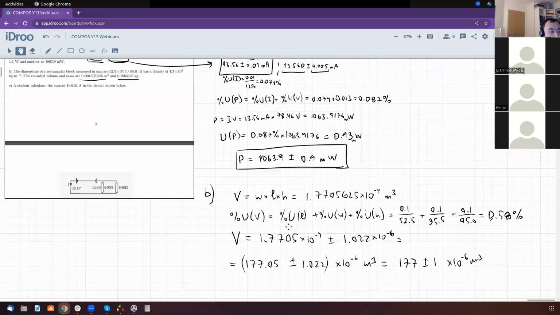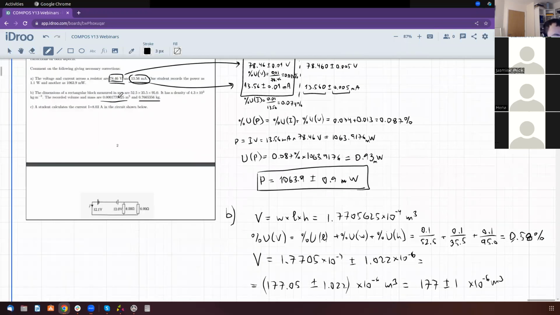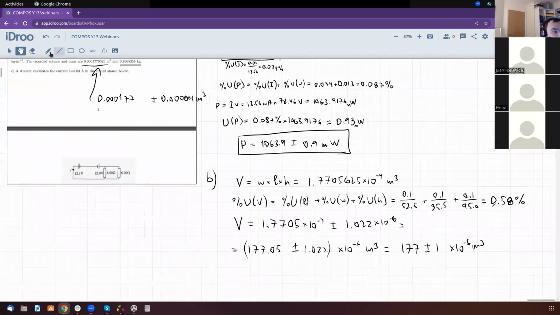So the answer would be not this. You have too many significant figures, it is 177. Okay, too many sig figs. This would be 0.000177 cubic meters, plus or minus 0.0000001 cubic meters. And the mass, well, we need the percentage uncertainty.